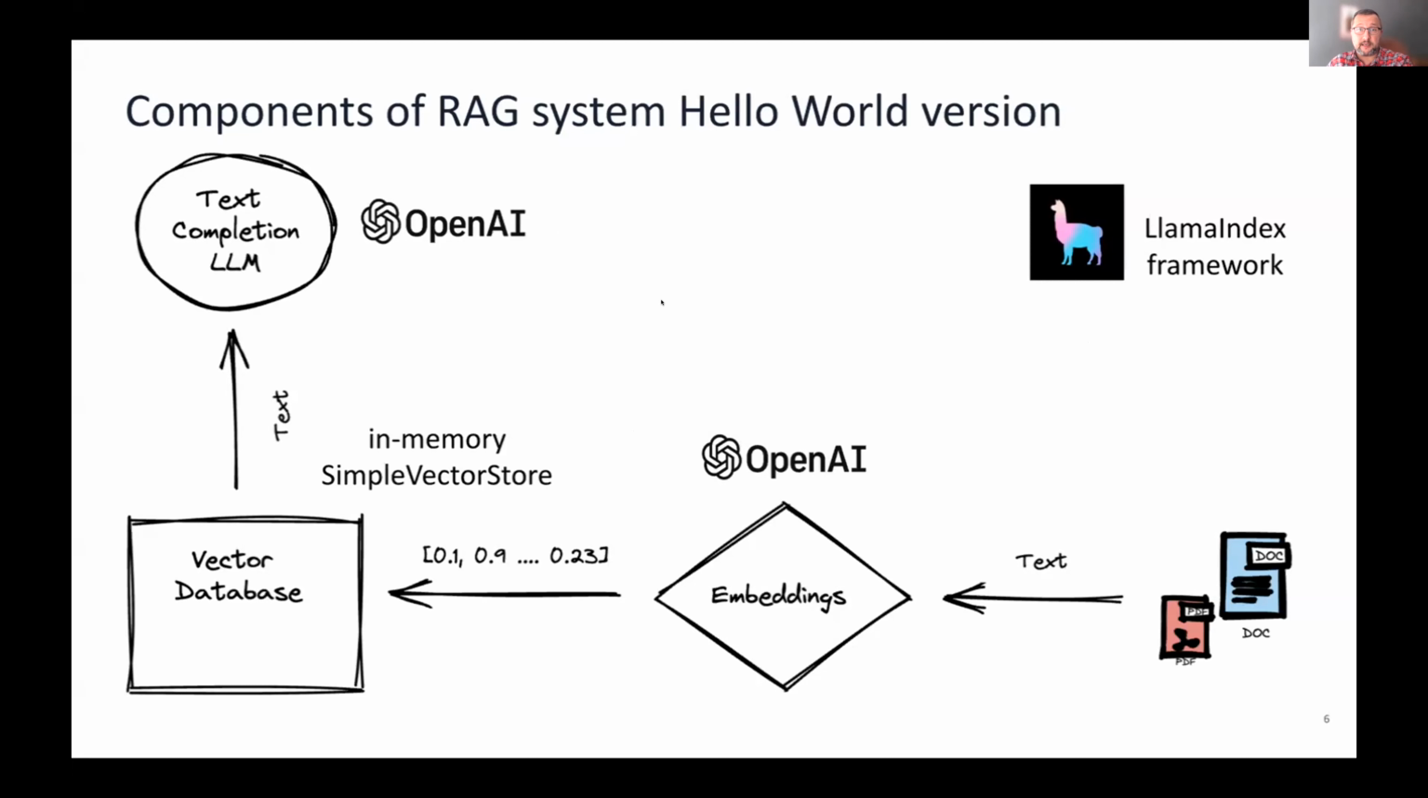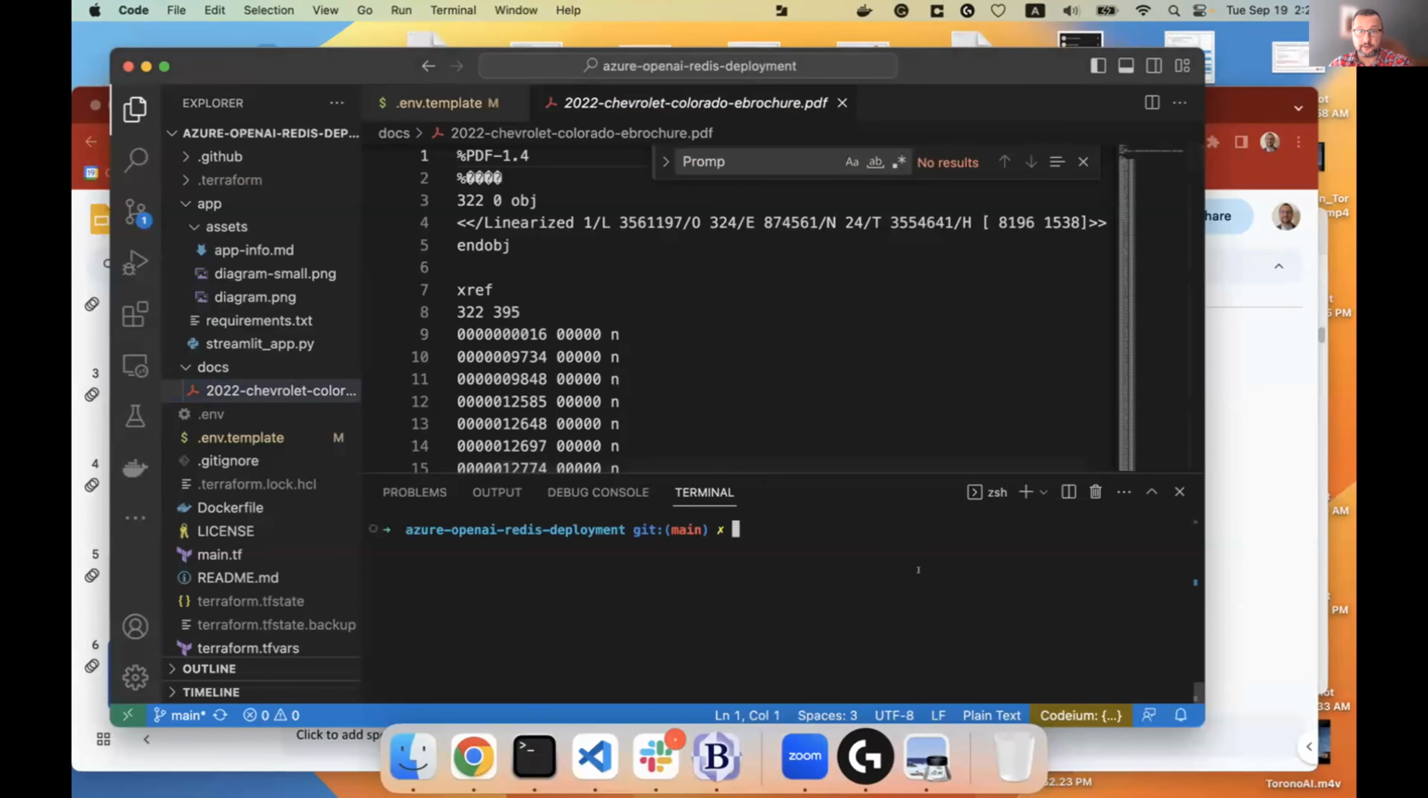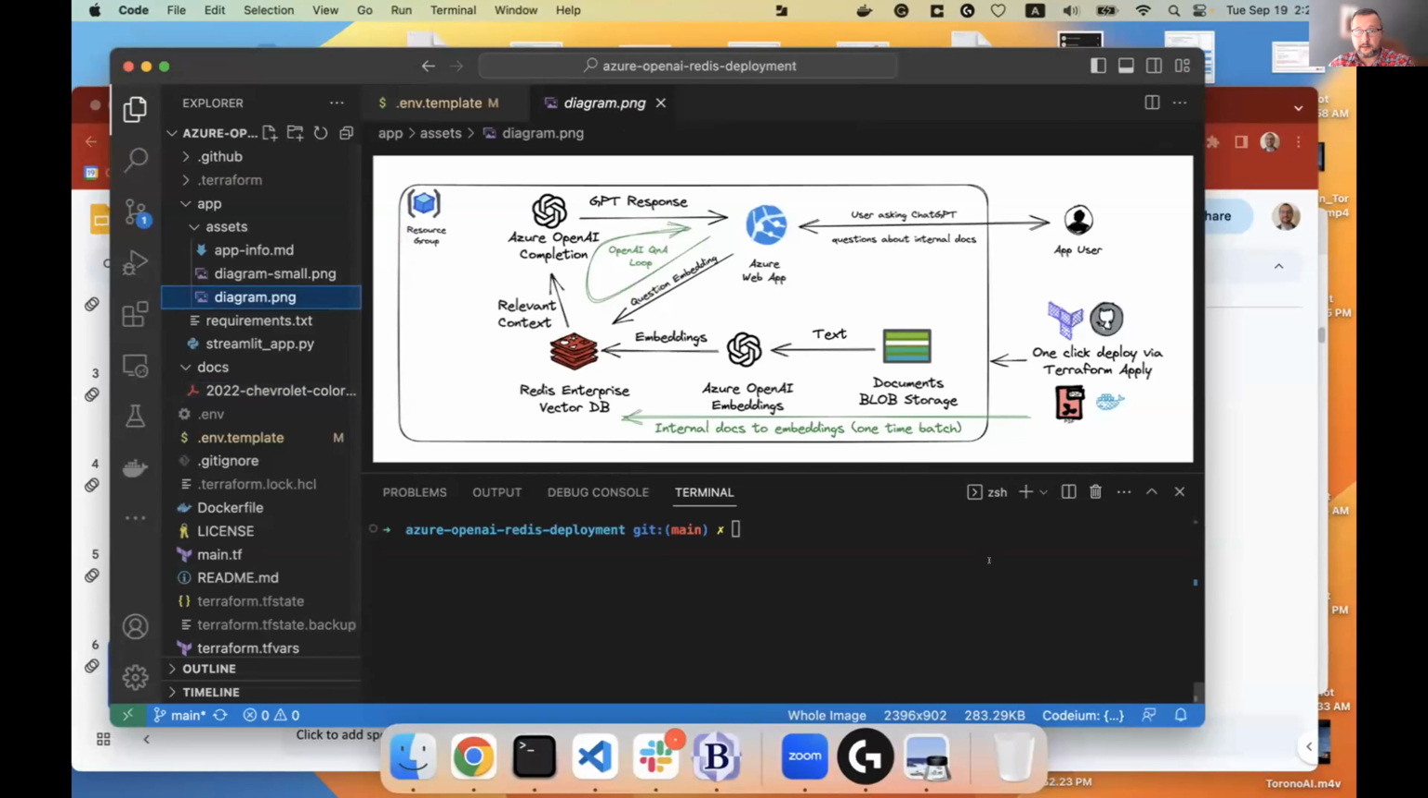So let's try something more sophisticated, more complex, right? We keep the overall flow the same, but let's deploy a production-ready, it's probably a stretch, but close to production, similar solution on Azure. And to do that, I'm going to my GitHub repo, and I'm just doing Terraform apply, right?